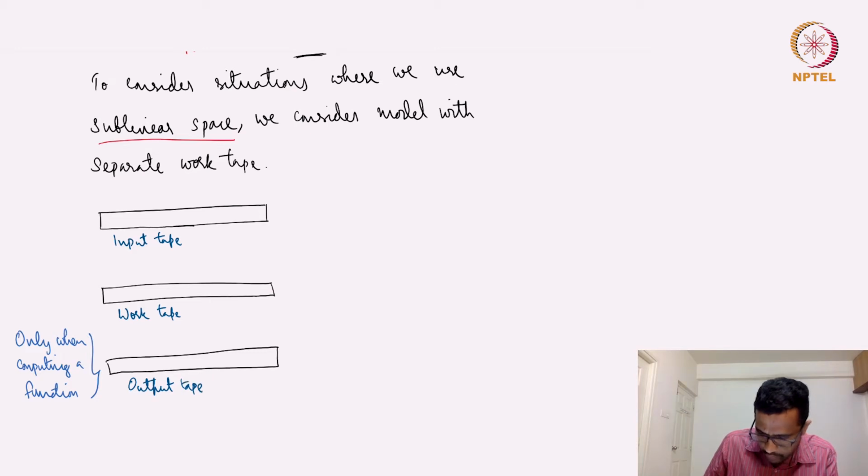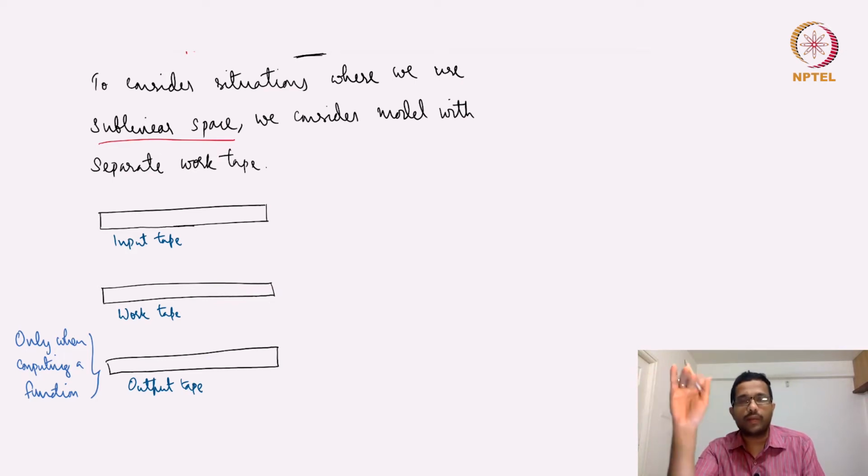Okay, so note the output tape. There are 2 types of problems that we may have, and most of what we have seen in this course so far are decision problems. If there is a decision problem, we will not be using an output tape. We just have to accept or reject.